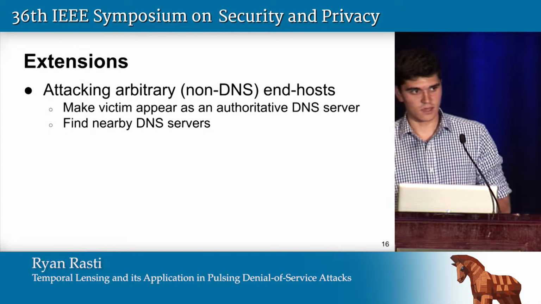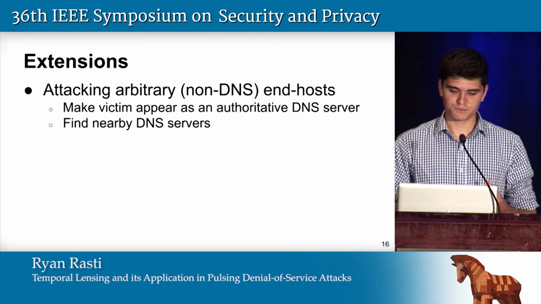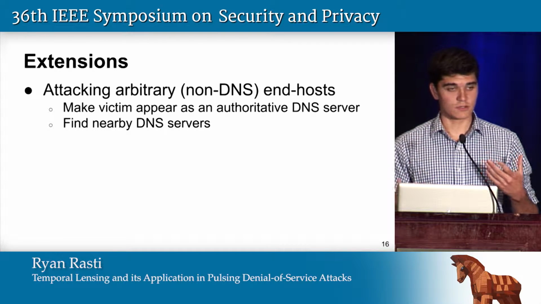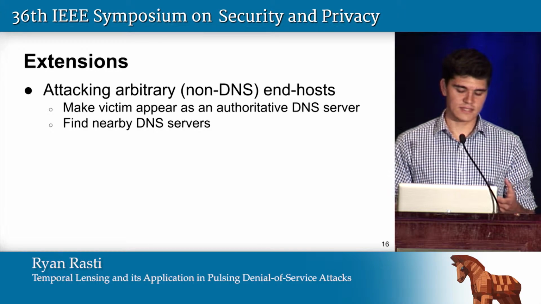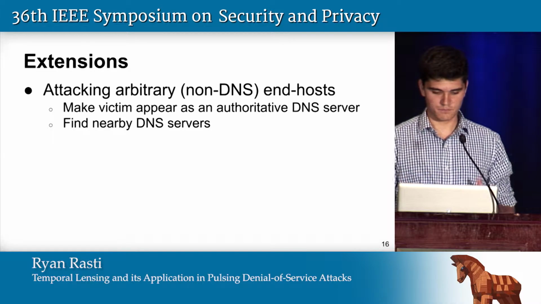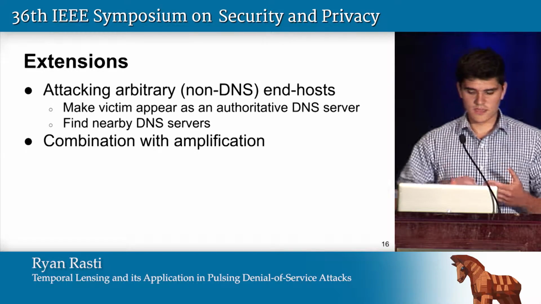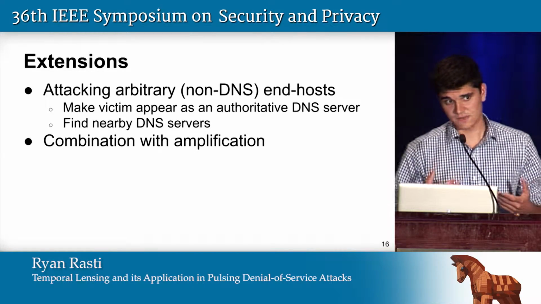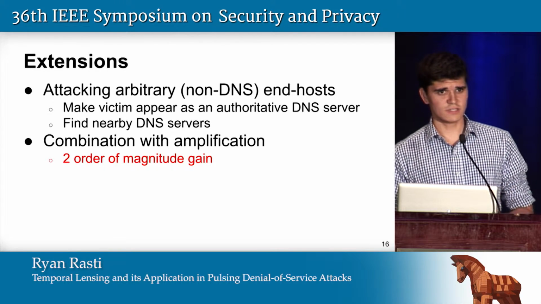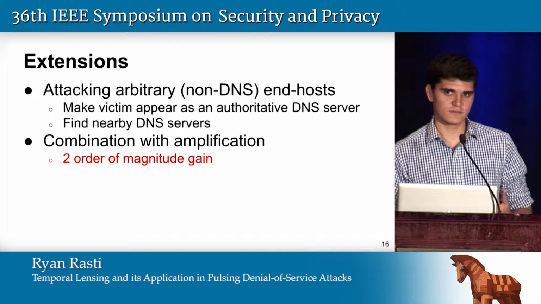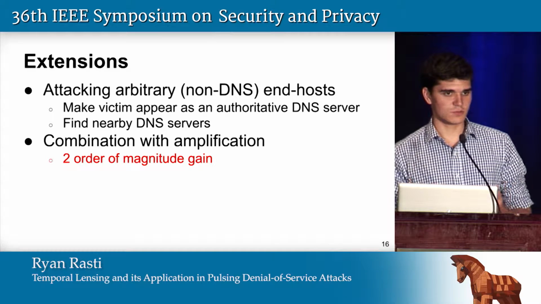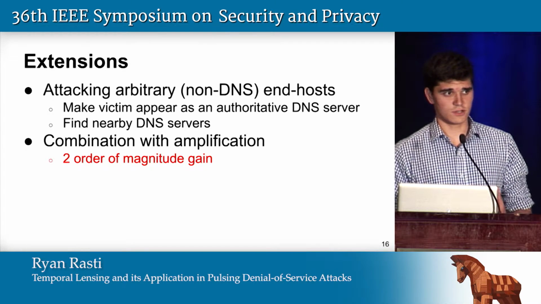There are a few tricks we can play to do that. We can manipulate DNS records to make the victim appear as an authoritative DNS server. We can also find DNS servers located close to the victim, take latency measurements to that host, and then for the actual attack, target the victim. The next extension would be to combine lensing with amplification. This could be potentially troublesome for a victim, because with an amplification factor of, say, 15 and a bandwidth gain of 10, an attacker could create pulses that would be 150 times greater than his own upload bandwidth.